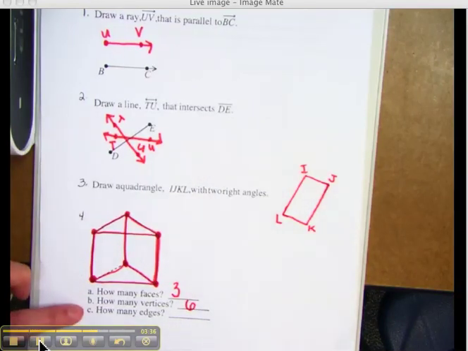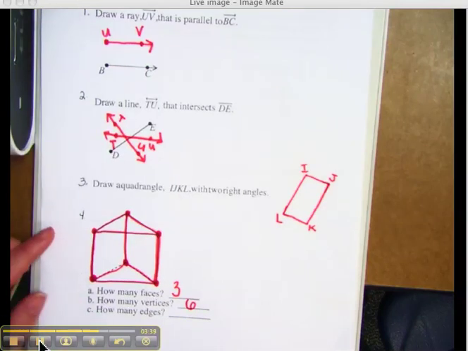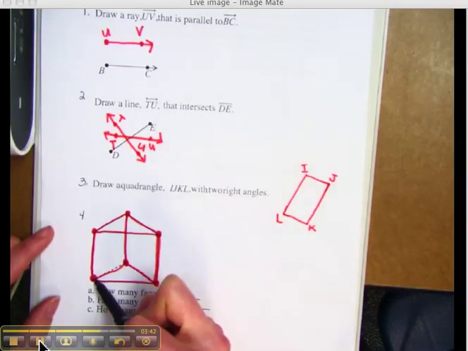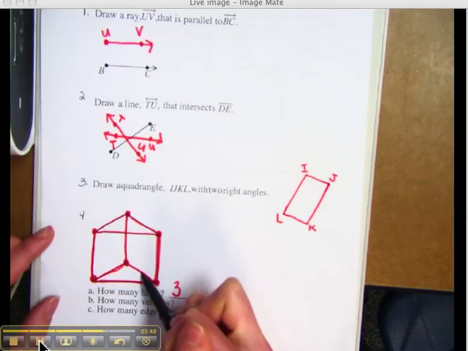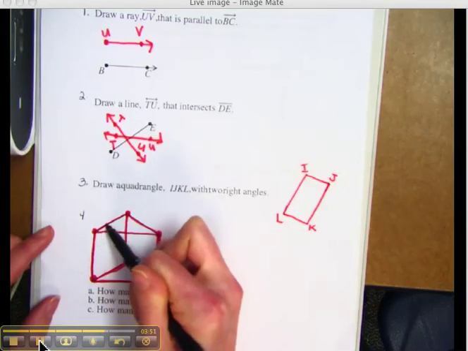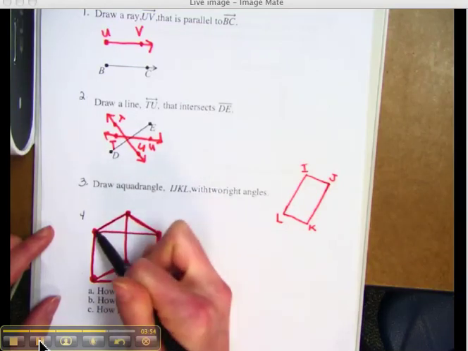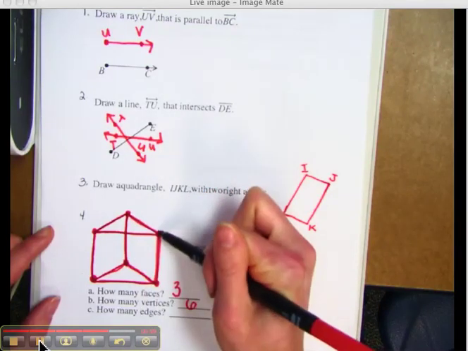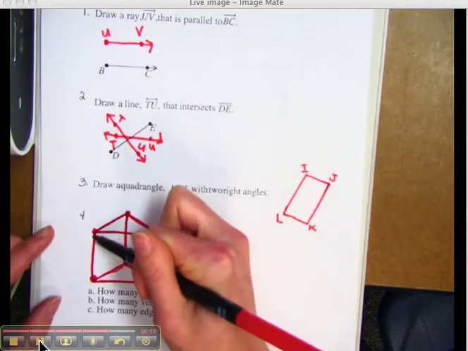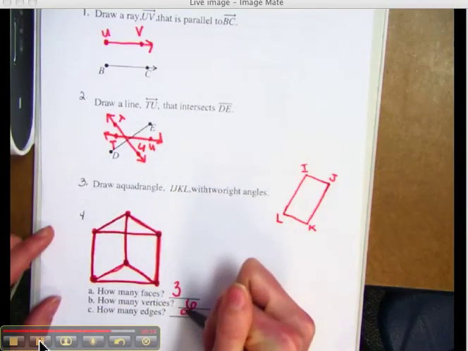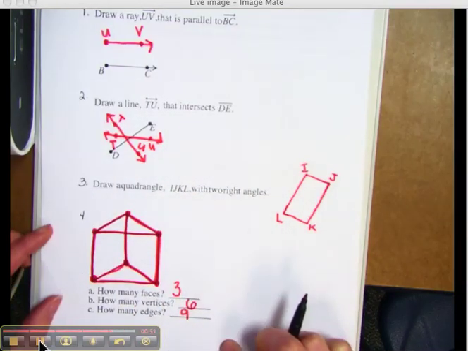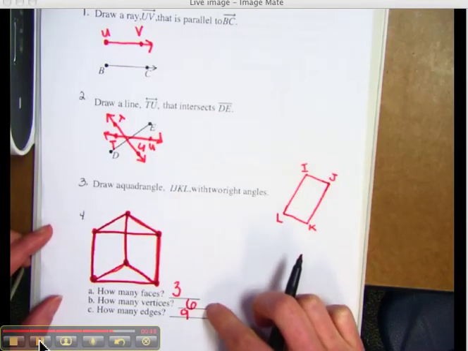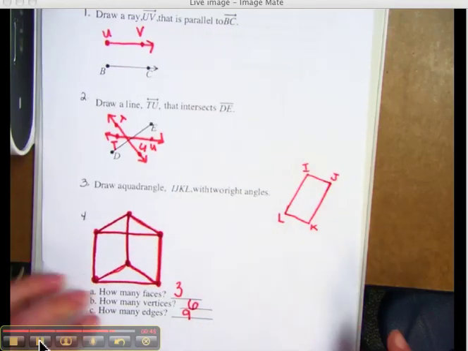Letter C asks how many edges. First, we'll trace the edges on our bases. Here's edge 1, edge 2, edge 3, edge 4, edge 5, edge 6, edge 7, edge 8, edge 9. 9 edges. Check your answers and make sure that you have 3 faces, 6 vertices, and 9 edges. Let's flip our page to number 5.